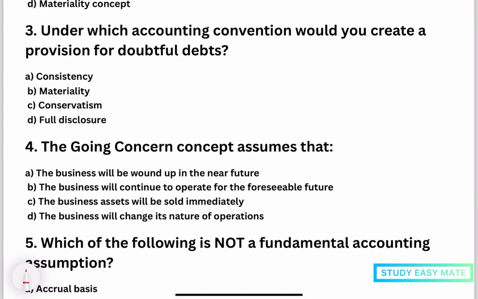Third, under which accounting convention would you create a provision for doubtful debts? It is either consistency or conservatism, because you might get confused with these two. So what would be the answer? It is conservatism. And what is the other name for conservatism? It is prudence, right? What does a conservatism convention deal with? It requires accountants to exercise caution when dealing with uncertainties, right? And to choose the option that is least likely to overstate assets and income.